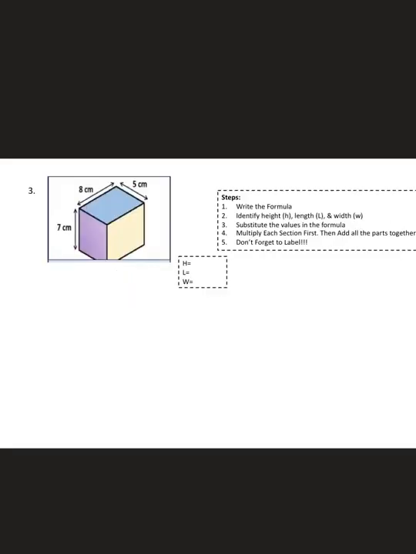All right, so here we go. Let's look at problem number 3. Remember, you really want to make sure we're following the steps. So step 1 is to write the formula, which is surface area equals 2 times length times width plus 2 times length times height plus 2 times width times height. So step 1 is done.